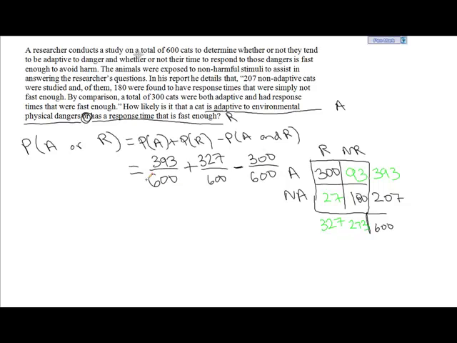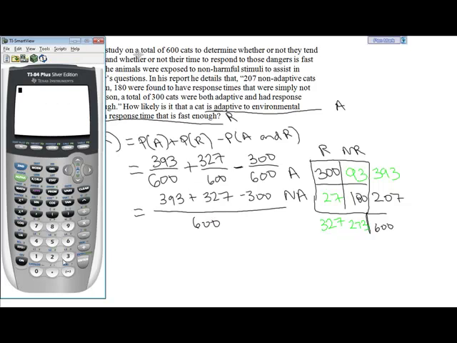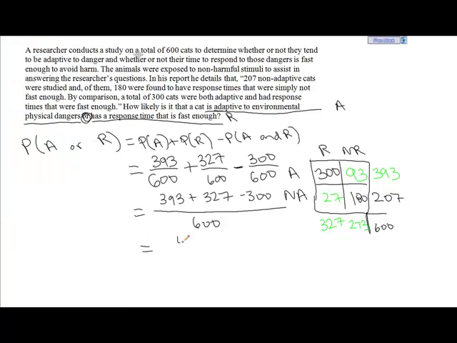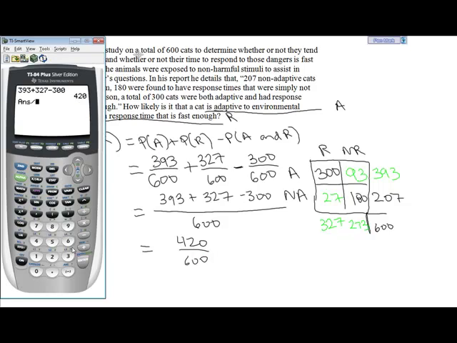Now notice that we have a common denominator here, so this is just 393 plus 327 minus 300, all out of 600. So I'm going to come over to my calculator and do 393 plus 327 minus 300, and that gives me 420, which is out of 600. And what's that going to come out to? Let's divide that by 600, and we get a total of 70%.